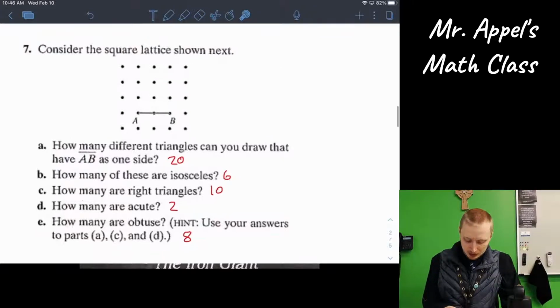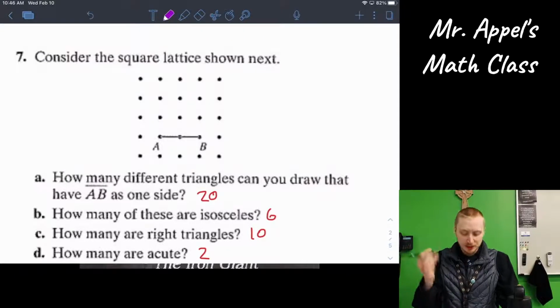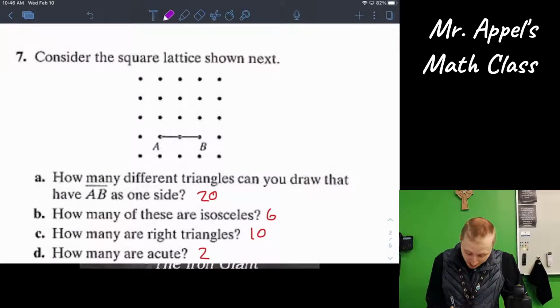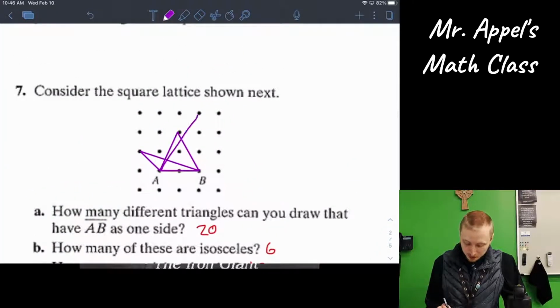No? Well, let's think about this a little bit. Let's draw a few just to get a feel for it. I have segment AB already drawn in. I need to connect dot A to some other dot and then connect that same dot back to B. And then to draw a different triangle, I would connect to some other dot and then back to B. Or I could connect to this dot and back to B.